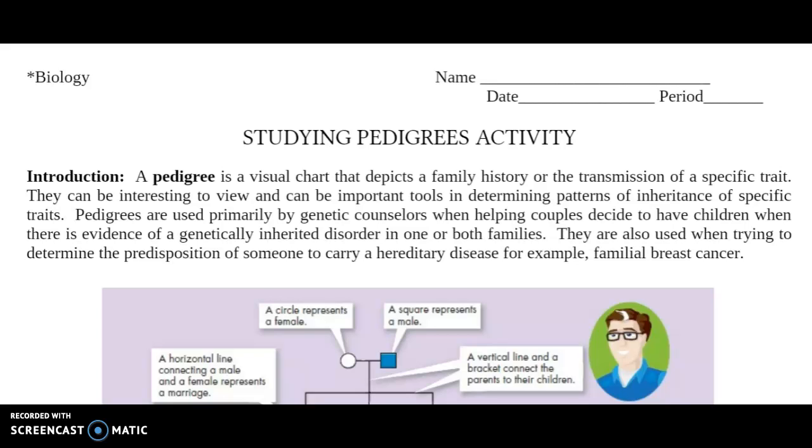For example, familial breast cancer. There are mutations that can be passed along in your genes that can predispose family members to having breast cancer. It can also affect males; males can also get breast cancer, and prostate cancer can also be related to genes that cause breast cancer in females. So it can be passed on through the family.